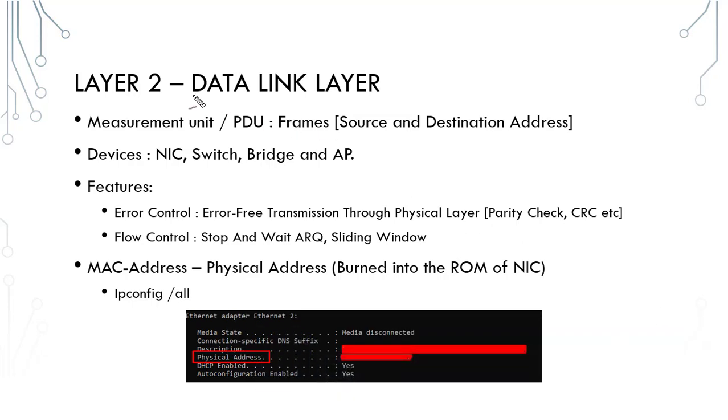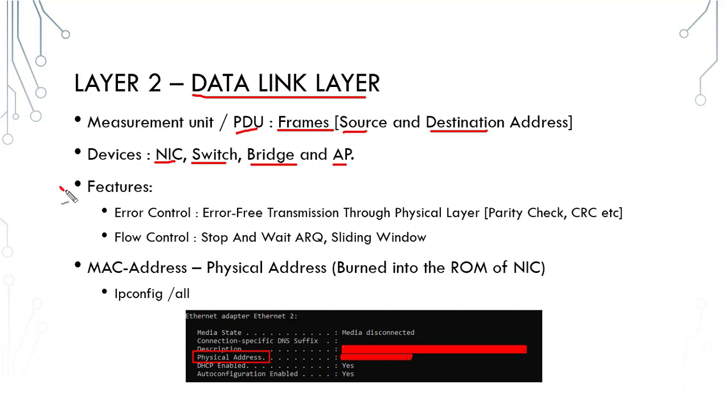So let's move towards the data link layer. The measurement unit or protocol data unit in the data link layer is called frames. We have source and destination addresses in frames. The devices which operate at the data link layer are called NIC, switch, bridge, and access point.